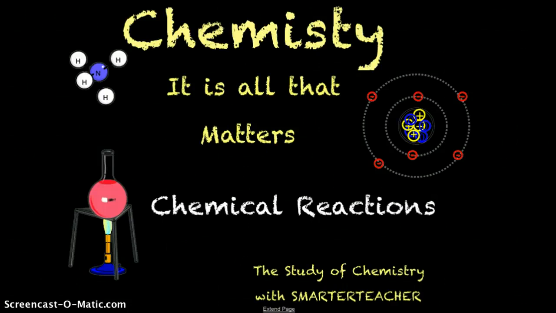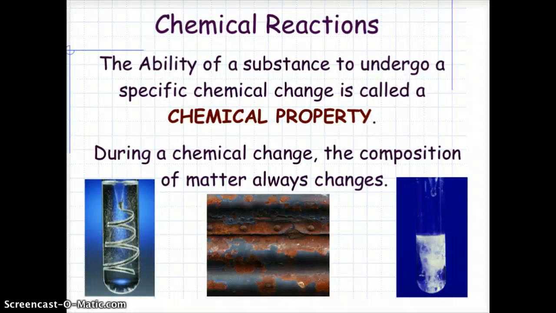And for our next look at chemistry, it is all that matters, we're going to take a look at the basics of chemical reactions. Now, the ability of a substance to undergo a specific chemical change is called a chemical property. And during any chemical change, the matter will always change.